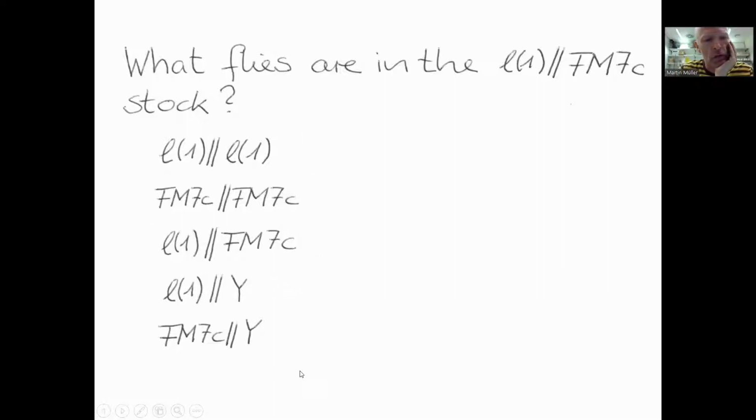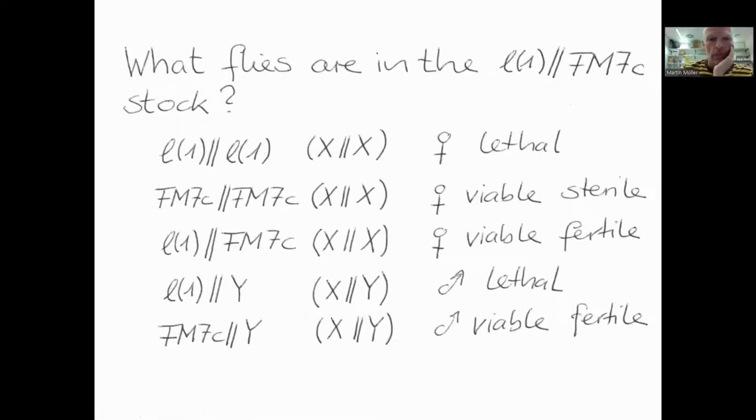These here are the males. That's because all these here have two X chromosomes, and these here have an X and a Y chromosome. So they are the males. Since the male here is hemizygous for the lethal mutation on the X, it's of course lethal, as are the homozygous lethal ones here.